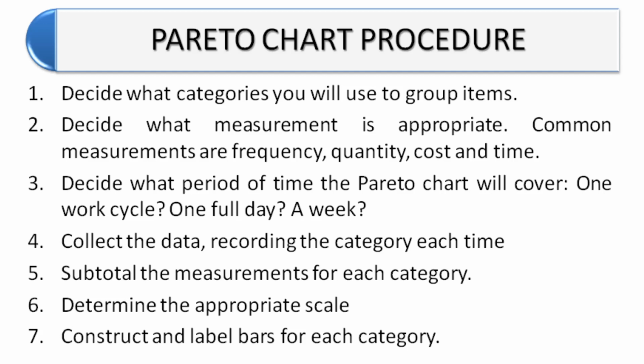Next, you have to collect the data and record the category of the data each time. Next, you have to calculate the subtotal measurements for each category. That is, how many times each category of the defect occurred. That is the frequency of the data that you have to plot over here.